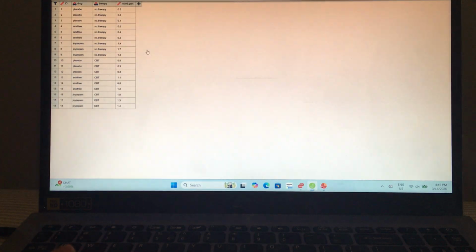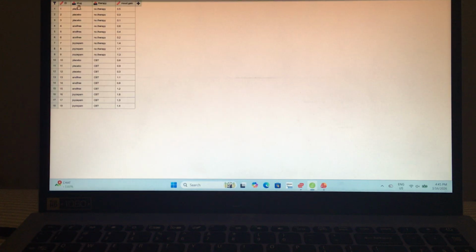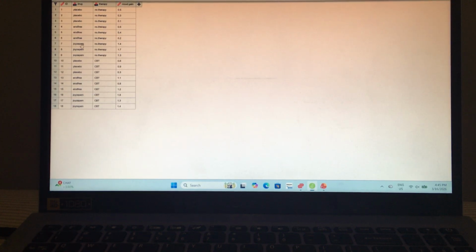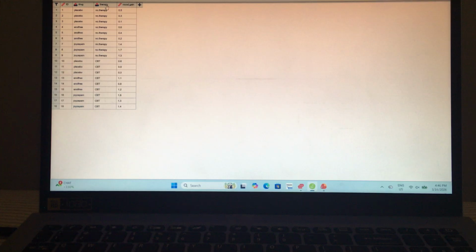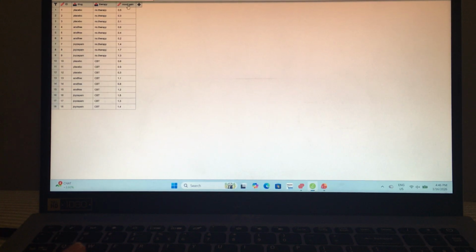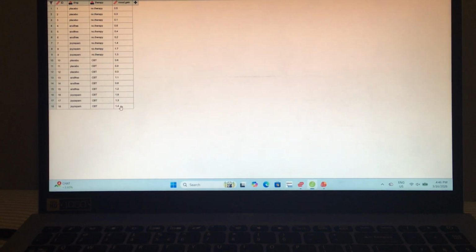So here we are. Here's our clinical trial data, and yep, we have our ID, we have the drug, right, placebo, anxiety-free, or joyzepam, and then we have the third column where the participant would be assigned to maybe no CBT or to CBT, all right? And then we have our mood gain listed here for each of the 18 participants.